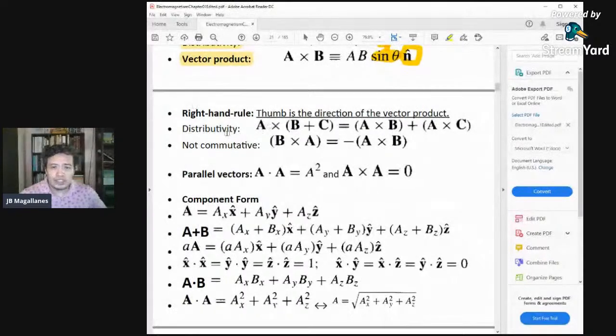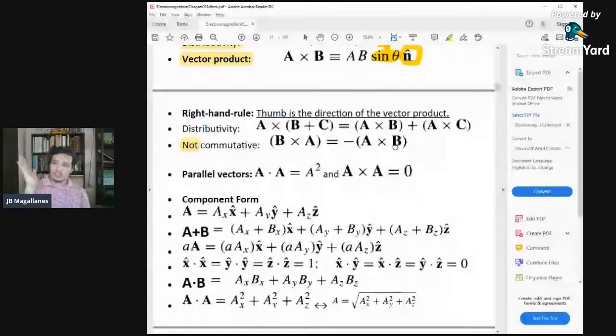You can distribute this. So A cross (B plus C) is equal to A cross B plus A cross C. These are both vectors also. But the vector product is not commutative, meaning that B cross A is not equal to A cross B, but rather B cross A is equal to negative A cross B, because the direction would be opposite.